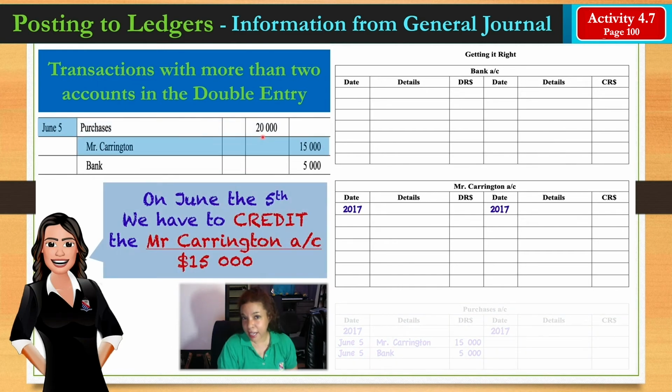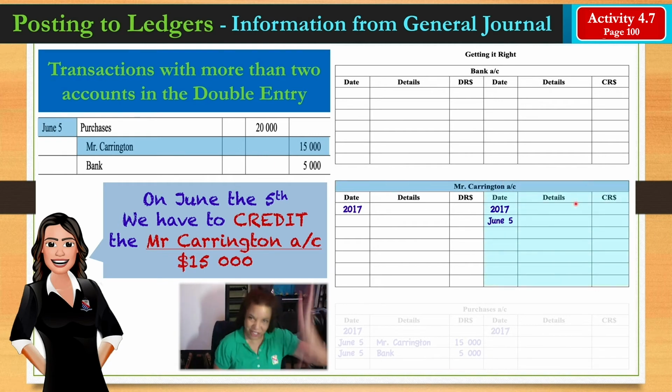So we're going to go to the next account, which would be Mr. Carrington. And what is the instruction for Mr. Carrington? Go to the credit side of Mr. Carrington's account and credit him $15,000. So you're going to Mr. Carrington. Here's Mr. Carrington's account, and here's the credit side. So we're going on the credit side this time. So the credit side of his account, and was that correct? Yes, credit side. And we are going to put the date.